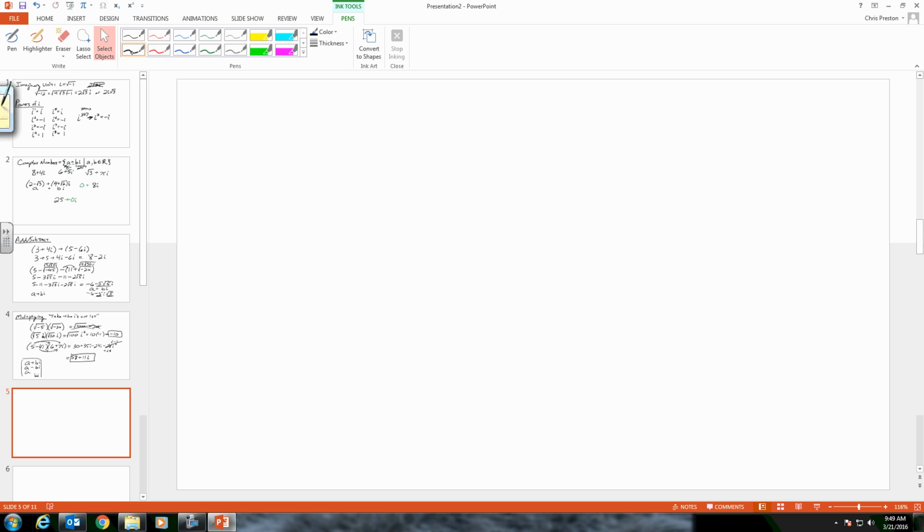Okay, so let's go to dividing. And dividing is probably the trickiest thing we're working with here. Remember, i by definition is the square root of -1. That means when we're talking about dividing, we're talking about dividing by roots. So let's remind ourselves here.